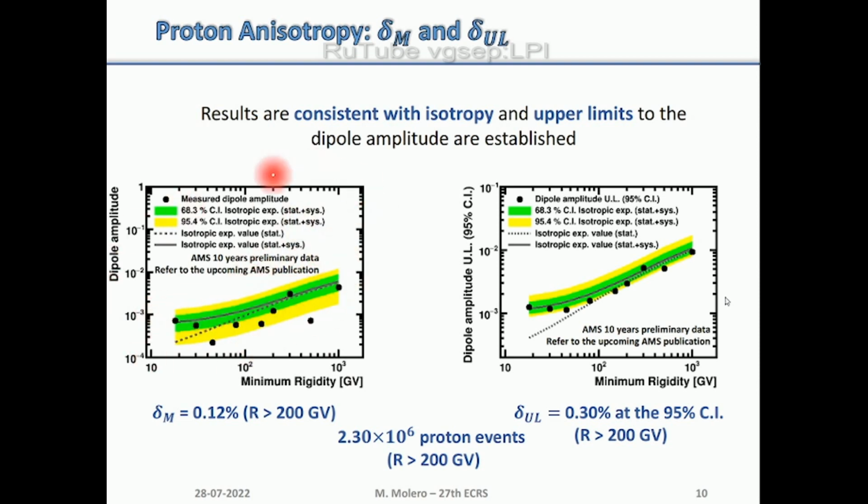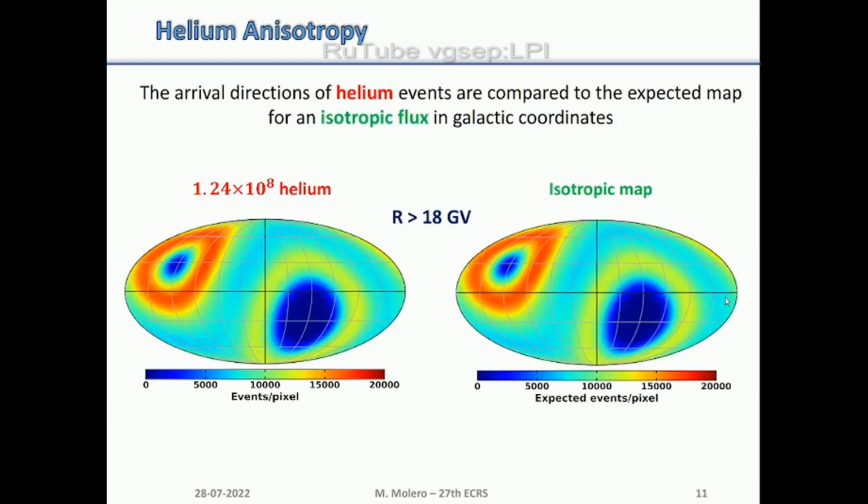Since everything is consistent with isotropy, we can set limits on the dipole amplitude, which are shown in this plot right here, for rigidities above 200 GeV, which is the point where we see the breaks in all the spectra. We have a limit of 3 per mil and a measured dipole amplitude of 1.2 per mil. So this is regarding the protons.